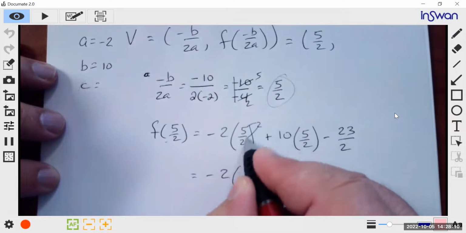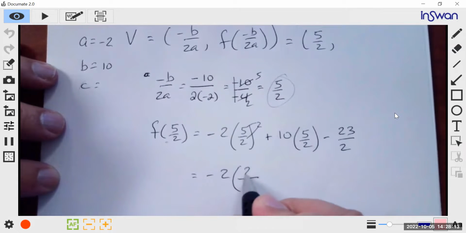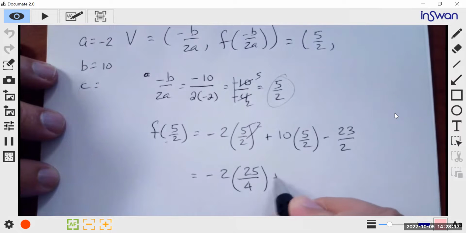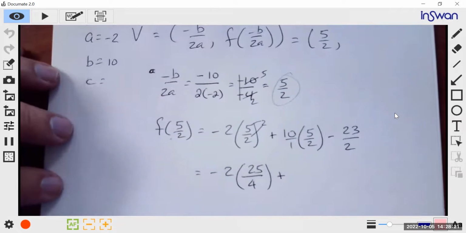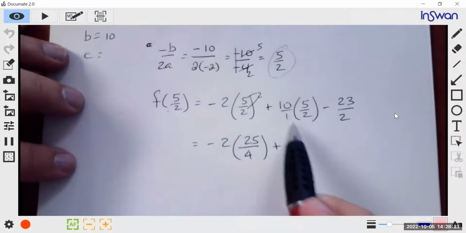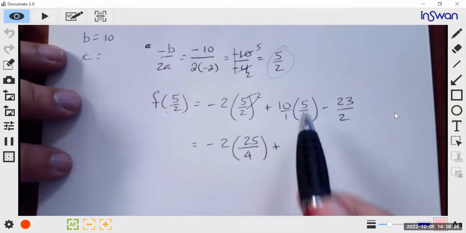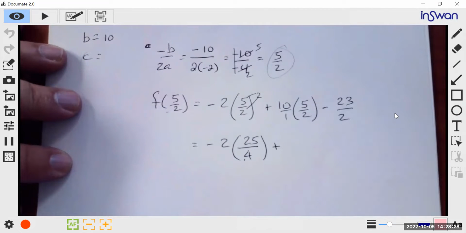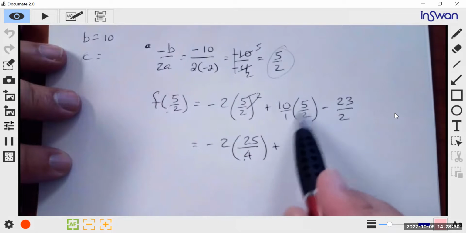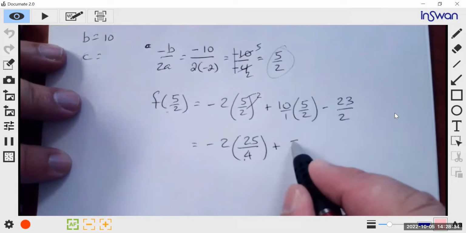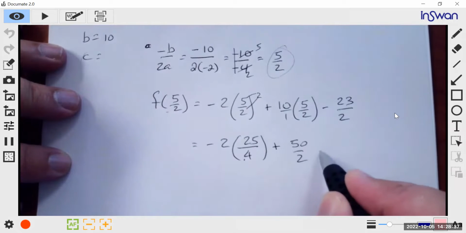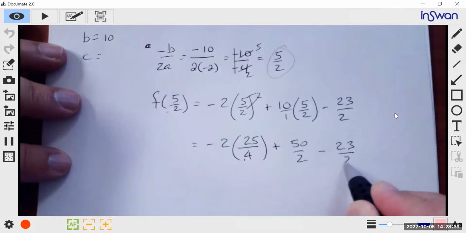Since it's squared, I square both the top and bottom. So 5 squared is 25, 2 squared is 4. Normally, we'd simplify here. But since everybody's going to have a denominator, let's not touch the denominator. Let's not simplify this one. 10 times 5 is 50 over 2 minus 20. See, so it's much easier to deal with these two.